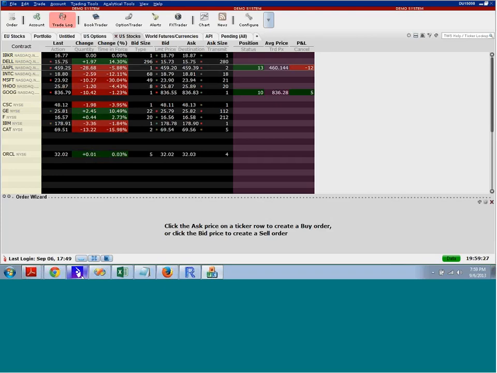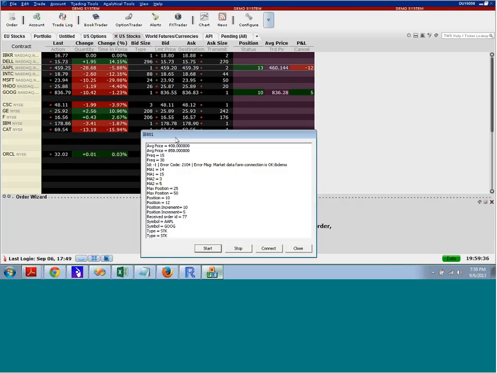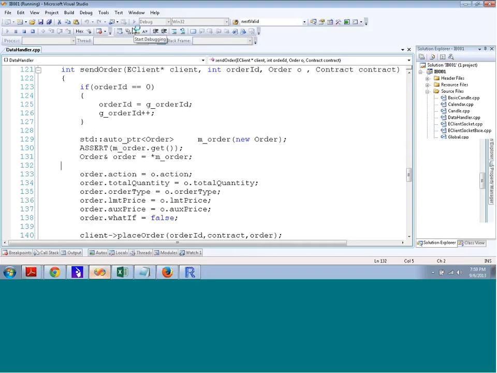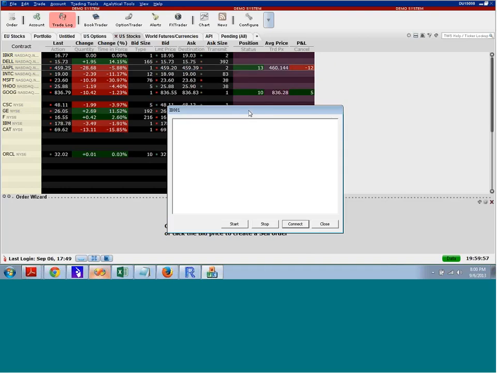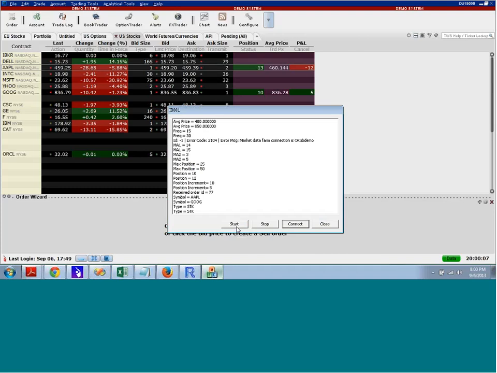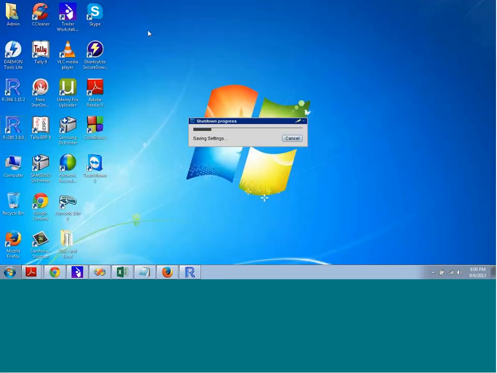Just a second. This demo system actually sometimes keeps on hanging where the prices don't update. Let me just stop and try to connect again. Order at mid price, that is the average of bid and ask. It's still not getting updated. Okay, let me just start the software again.